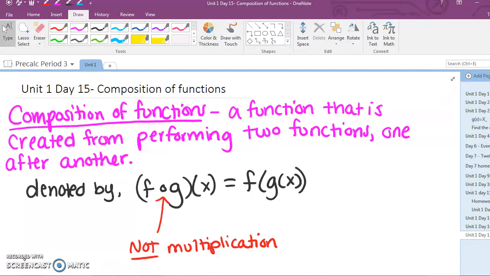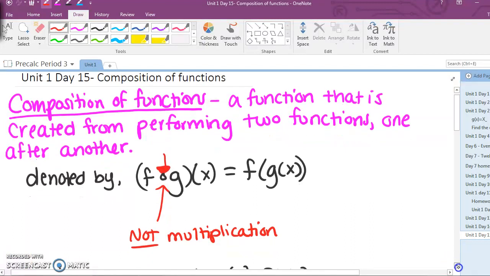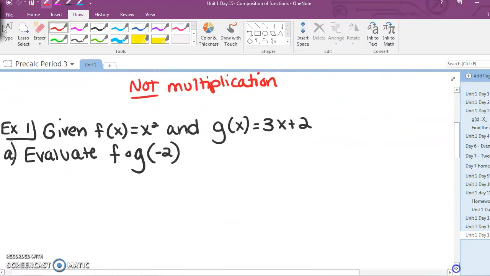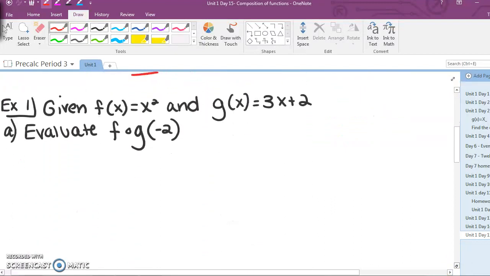And remember that this circle right here is not a multiplication symbol. Okay, it's an open circle, it's not a multiplication, it's telling you to do a composition. So pause the video and copy this down. Now we're going to do an example. So again, pause, copy the example down, and then hit play once you're done.